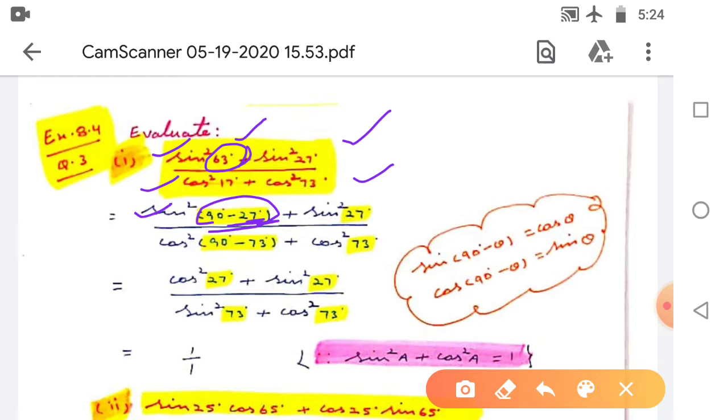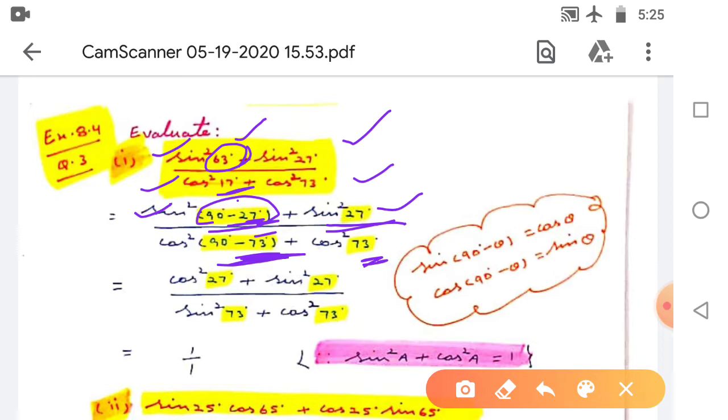Here we have 27. But here there is already sine square 27, so no need to change anything, because here we are getting 27 and here we already have 27. Similarly, come to the denominator. This is 17. So instead of writing 17, we can write 90 minus 73, and we can get a little hint from here. Here is 73. So this 17 can be written as 90 minus 73. And here already 73, so nothing to do with cos square 73. Don't touch it. Write as it is.